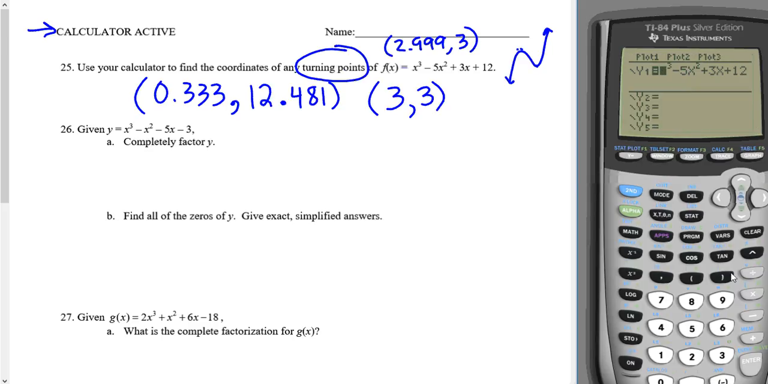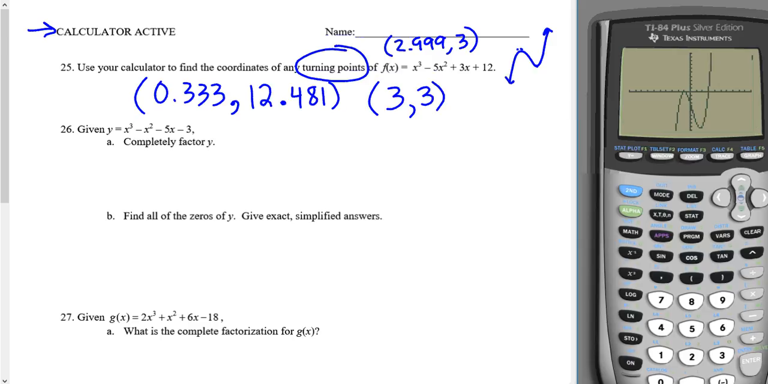So I'm going to go to my y equal. I've got x cubed minus x squared minus 5x and minus 3. I'm going to go back to, whoops, that's minus 32. I'm going to go back to my standard window. So I'm going to go to a zoom 6 again.